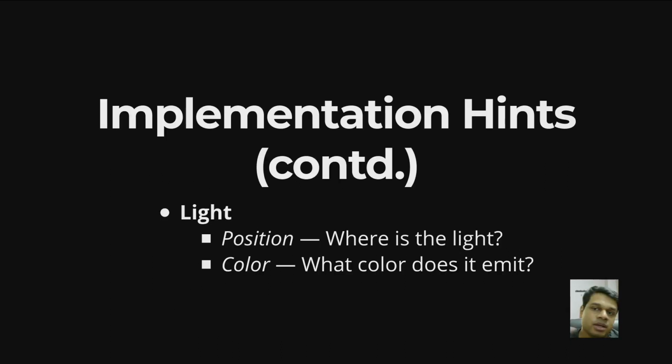Continuing the implementation hints, I would also suggest that you have a light source. A light source is basically quite simple. You can say where the light is and what color it emits. In my implementation, I'll assume a default of white color, but I'll also use the color, because color is also important when it comes to the source, or what kind of color is coming out of it.